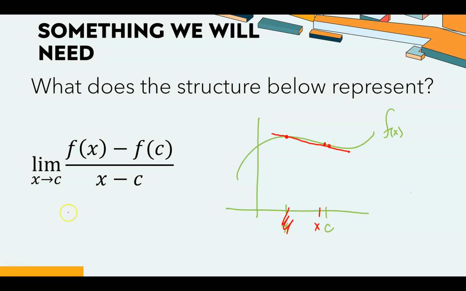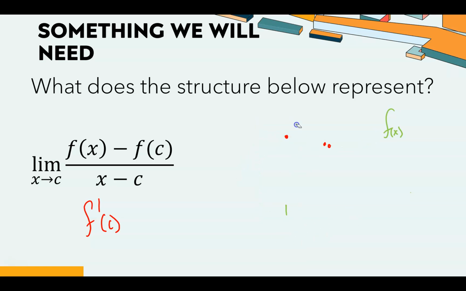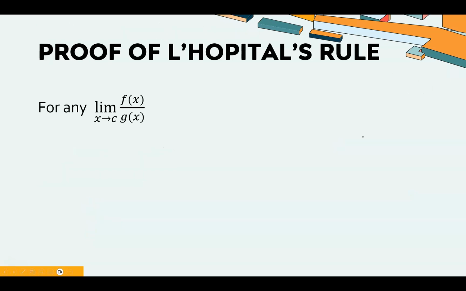Okay, so what is this? This is f prime of c. This is the slope of f at the point c, the derivative of f at c, however you want to say that. Okay, so we're going to need that in our proof.